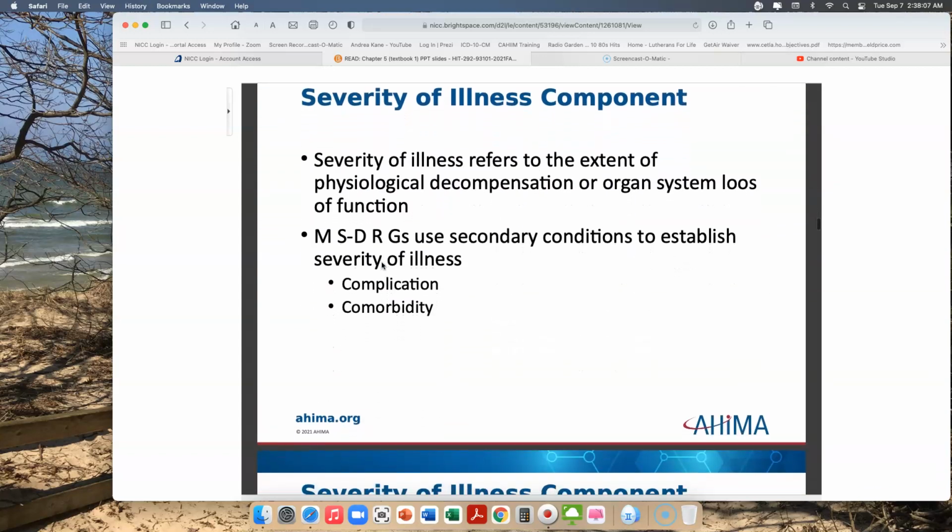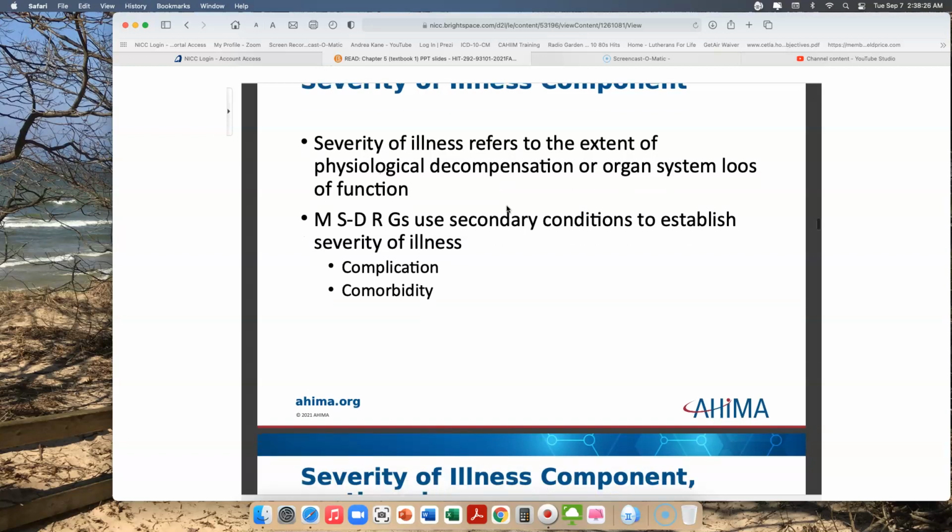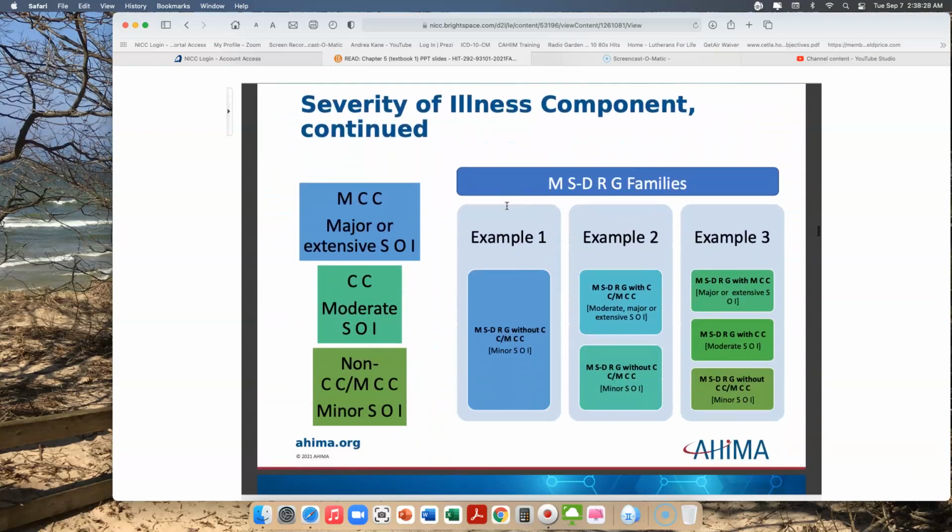There is a severity of illness component. The severity of illness refers to the extent of the physiological decompensation or organ system loss of function. MSDRGs use secondary conditions to establish severity of illness. This is where you get into your CCs or your MCCs. CCs mean complication or comorbidity. MCCs mean major complication or comorbidity.